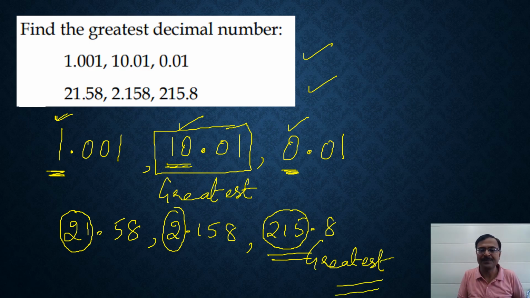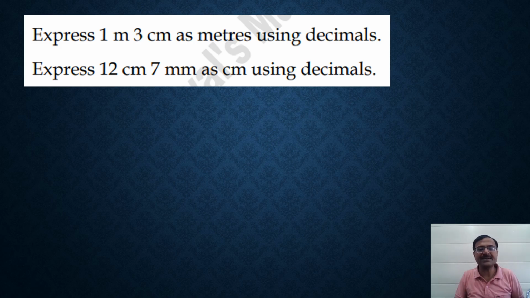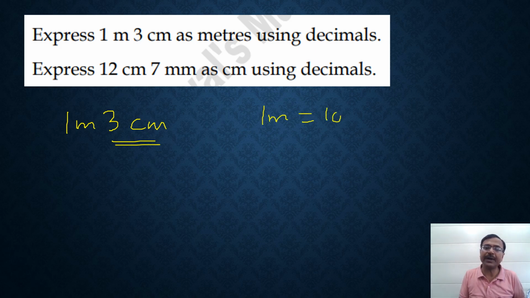Another very important concept. Let's see how to express some physical quantities, like some lengths or some weights, in terms of decimals. So now you should know the conversions. 1 meter 3 centimeter. Now you should know how to convert that into meters. How many meters make a centimeter, or how many centimeters make a meter? A centimeter is a smaller unit, and if you know that 1 meter has 100 centimeters, then 1 centimeter is actually 1/100th of a meter.